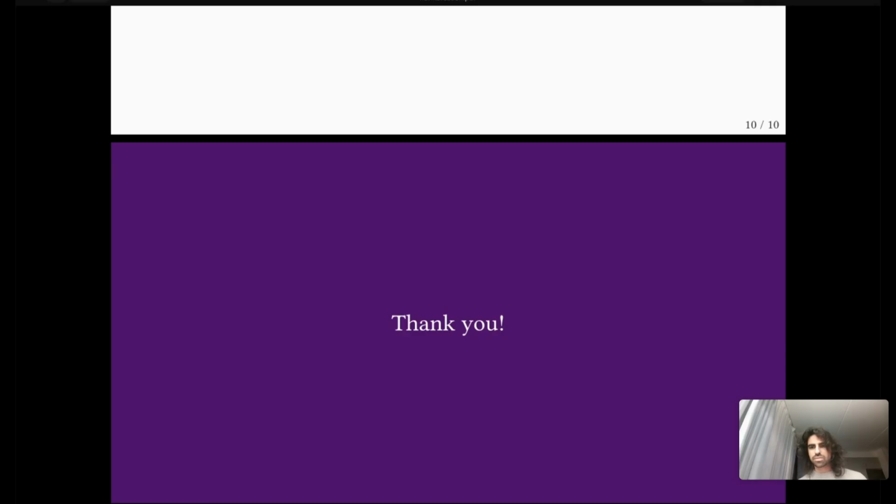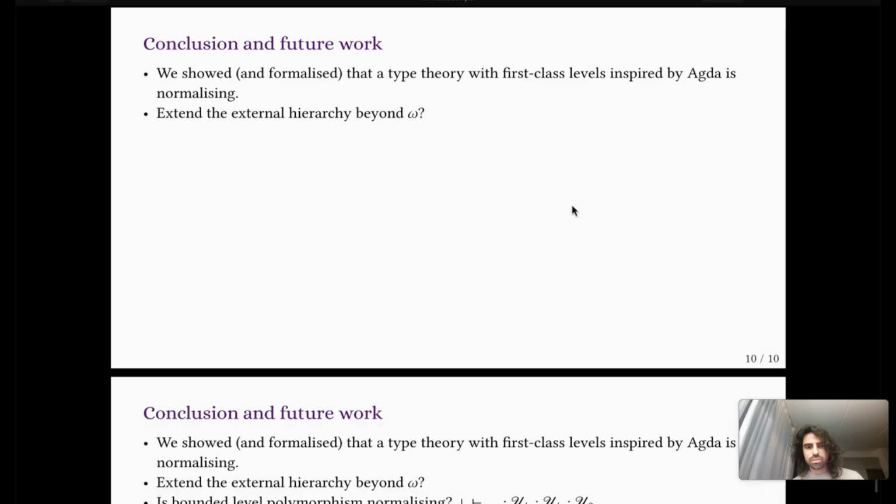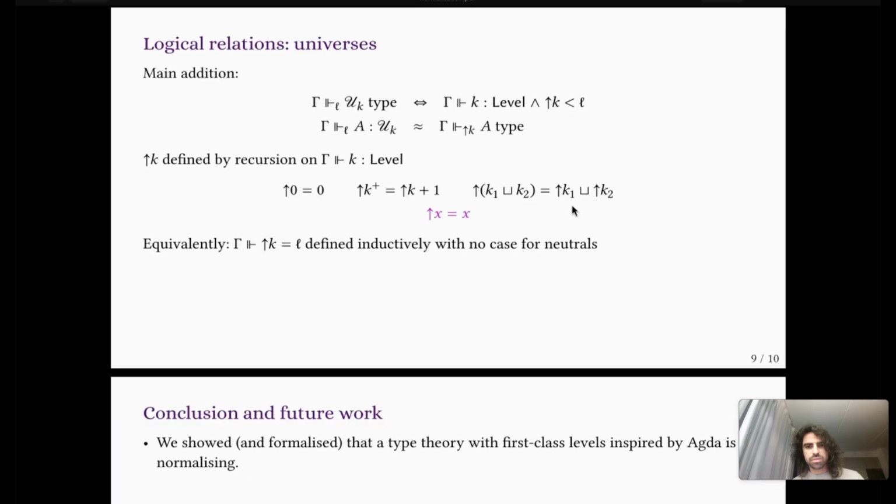We have questions in the room. In your, if you go back a couple slides, when you had the up K, so you are not defining this on neutrals, but when you have a definition that is using like recursor or some kind of recursion in order to define an element of type level, like where does the reduction actually happen?